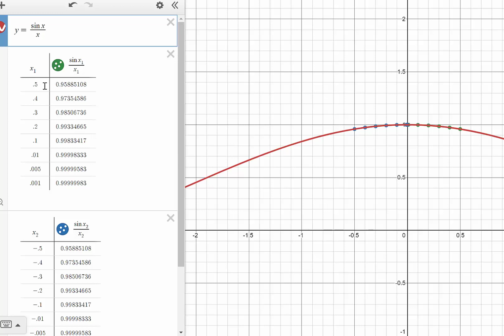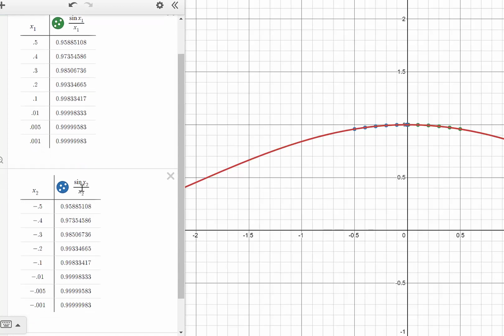Given that, what I wanted to show here is we're approaching 0. This is the green, so this is from the right. And the blue is approaching 0 from the left. So what's happening, we're at 0.958, 0.973, 0.985, 0.993, 0.998, 0.999, 0.999, you see more nines there. And you can start seeing a trend, I think.